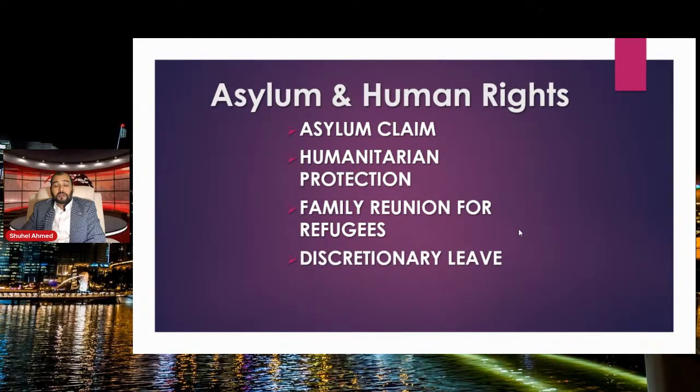Discretionary leave: if someone is not protected by Article 1 of the Refugee Convention, nor got protection under humanitarian protection, the Home Secretary can still grant his application for leave to remain outside the immigration rules, which is also known as discretionary leave to remain.